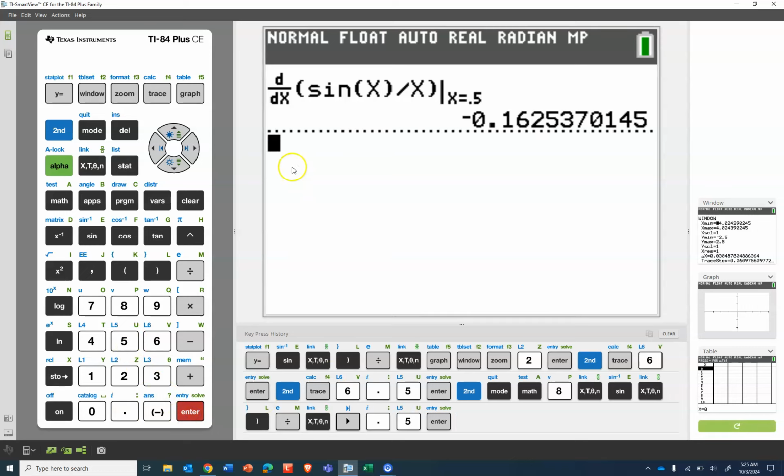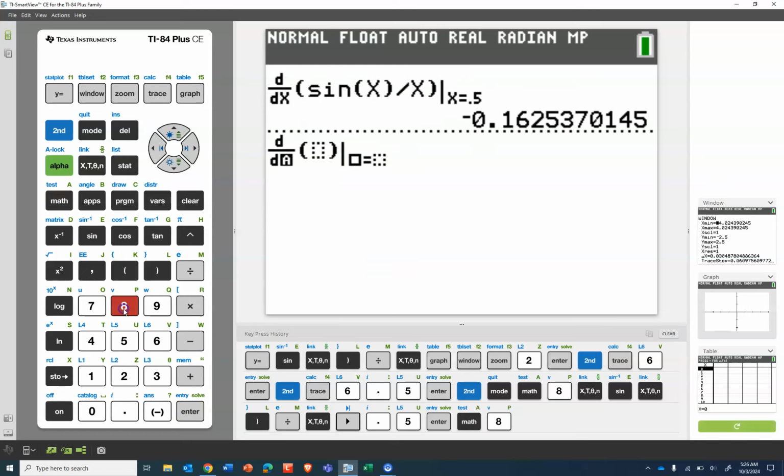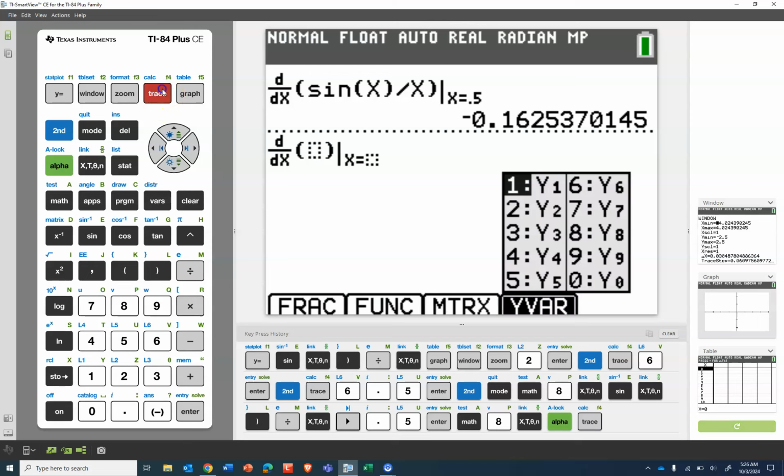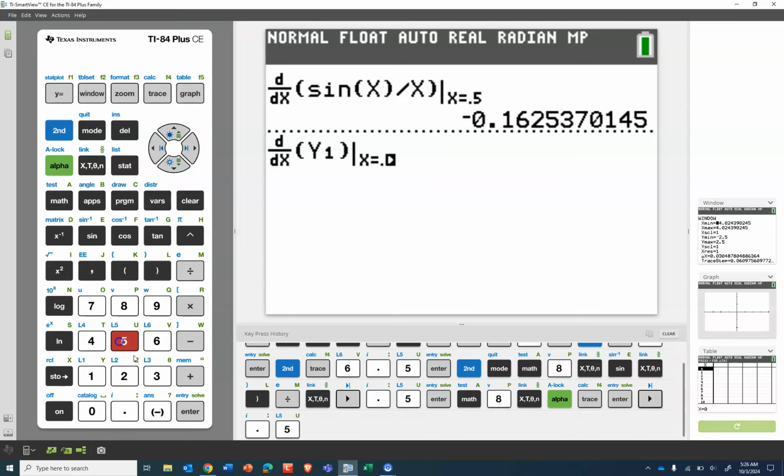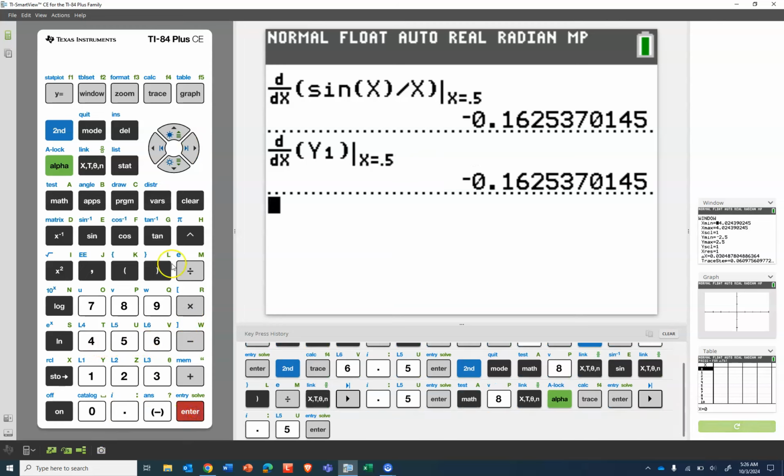So you could also do the derivative from this screen, math 8, using the function we defined in y1. So I could do the derivative of, it's up here, f4, so alpha trace, the derivative of that function I typed into y1 at 1/2. So another way to go.